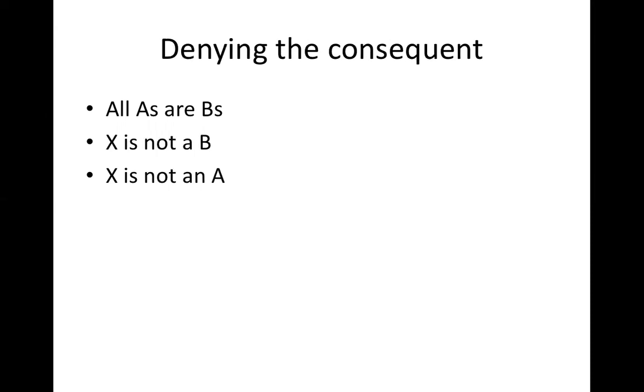Denying the consequent. All A's are B's. X is not a B. Therefore, X is not an A. So, because the second premise is denying the consequent, we say that the whole argument is denying the consequent, or it is an argument that denies the consequent.